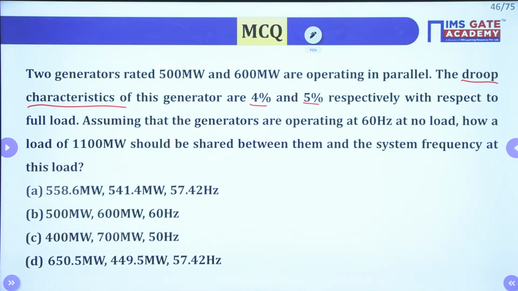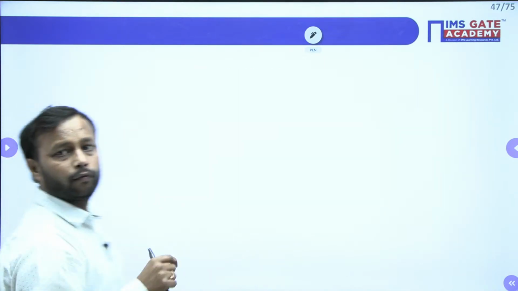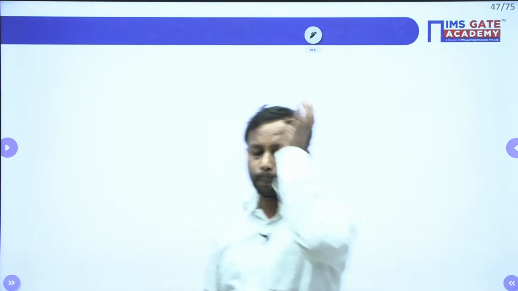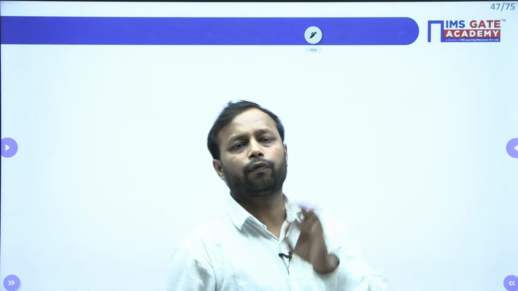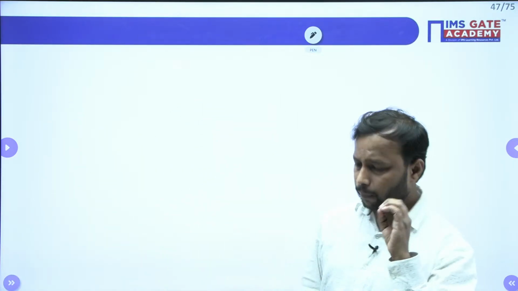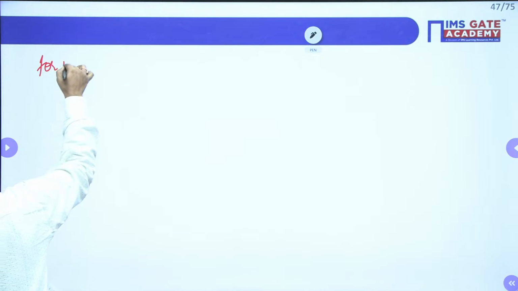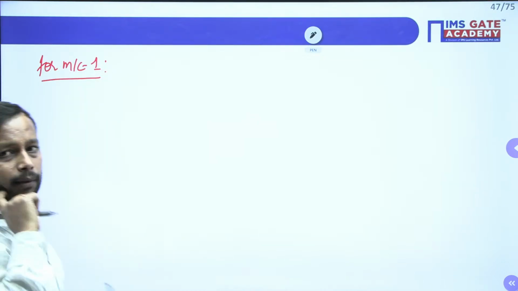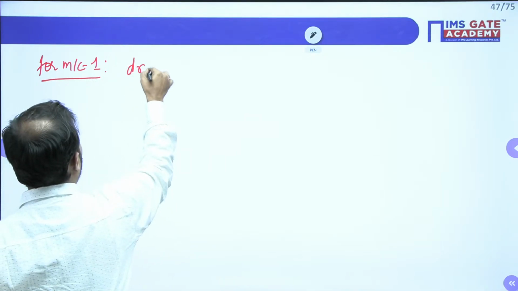All right. Now look at here. Whenever you will see a question related to the droop characteristic, then definitely you will have to find one equation. So for machine 1, I will let you know what that equation is.